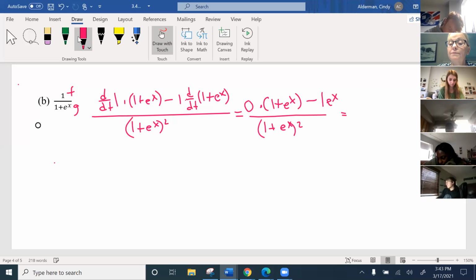So we have 0 minus e to the x all over 1 plus e to the x squared, which is just equal to negative e to the x.